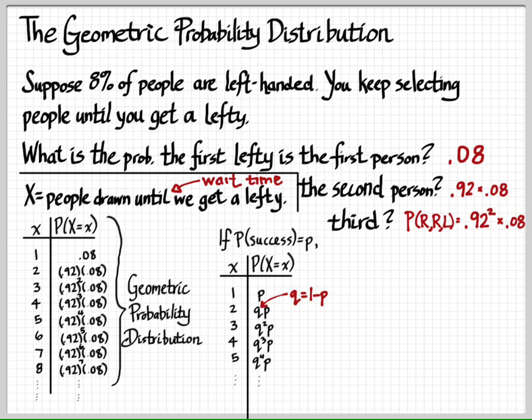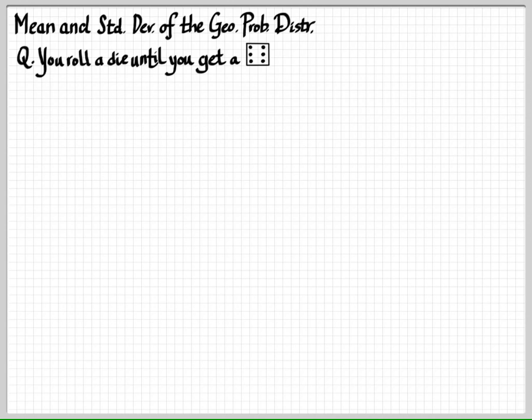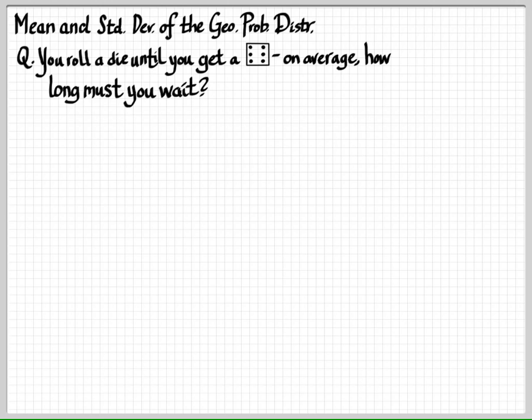Hopefully this is straightforward. A little bit trickier is the next thing I want to look at. What is the mean and the standard deviation of this distribution? And again, let me lead off with a question. Let's say you roll a die until you get a 6. On average, how long will you have to wait until you get that 6? Notice that this is geometric again. We're asking about a wait time. We're waiting for our first success. Success is a 6, and I'm asking how long do I have to wait.